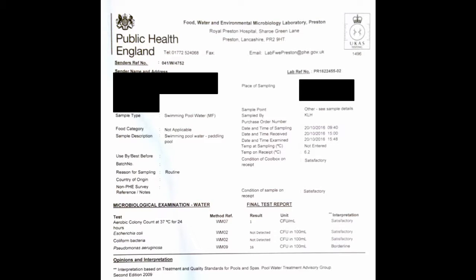Now, you don't necessarily need to close the pool. You can keep the pool open, but if you've got a report back from the lab like this, you'd need to do a retest. You'd need to look into what the problem is, and you'd certainly need to consider closing down if repeated tests reveal that you've got elevated levels of Pseudomonas aeruginosa above the levels that are acceptable that we discussed.